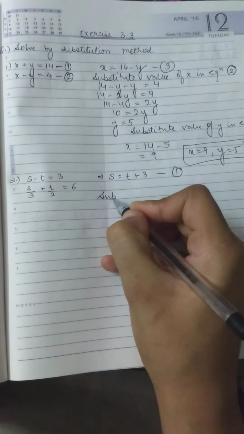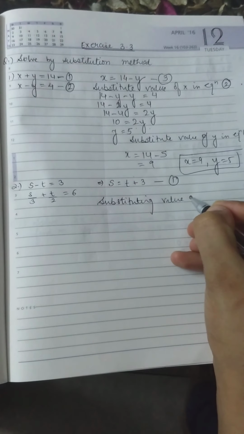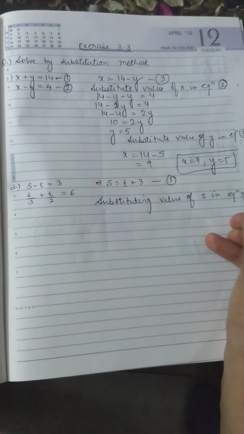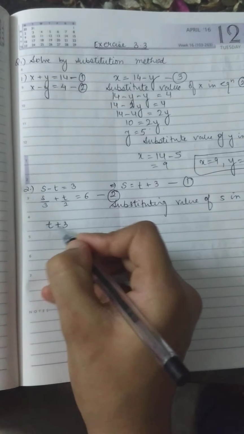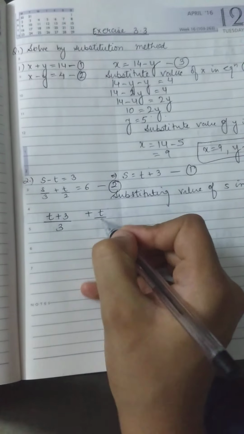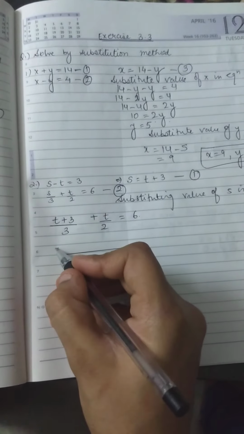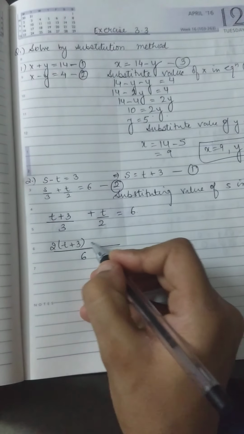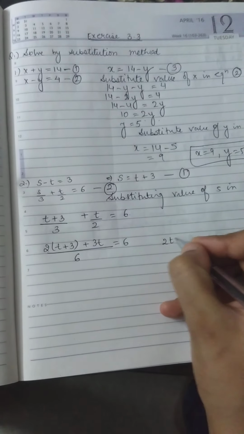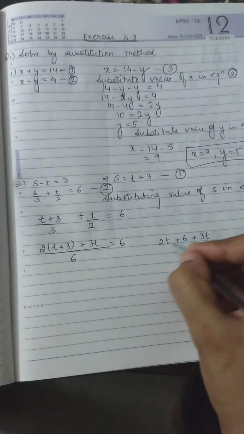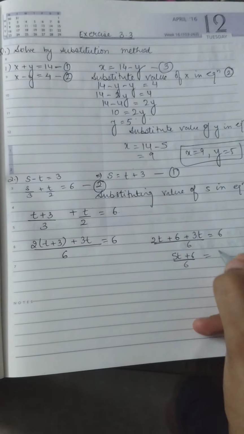Now substituting the value of s in equation 2. This becomes our equation 2. So what we'll get is (t plus 3) upon 3 plus t upon 2 is equals to 6. Now take the LCM, so 3 into 2. So we will multiply it by 2 into (t plus 3) plus 3t is equals to 6. What we'll get is 2t plus 6 plus 3t upon 6 is equals to 6. So 5t plus 6 upon 6 is equals to 6.